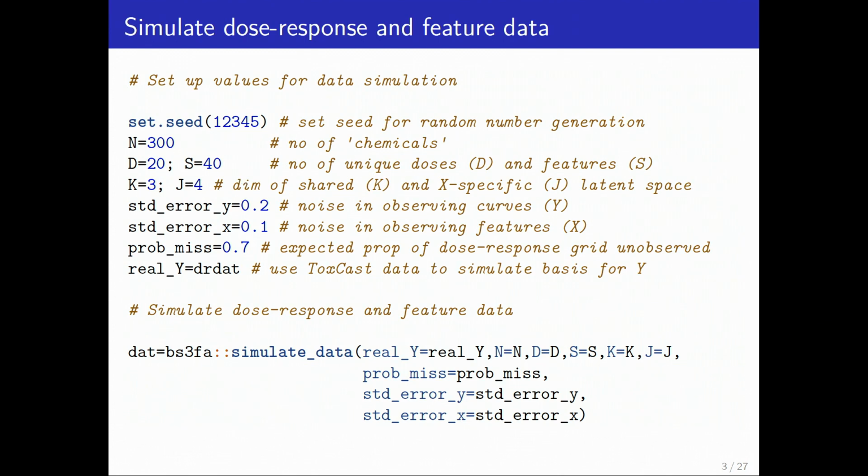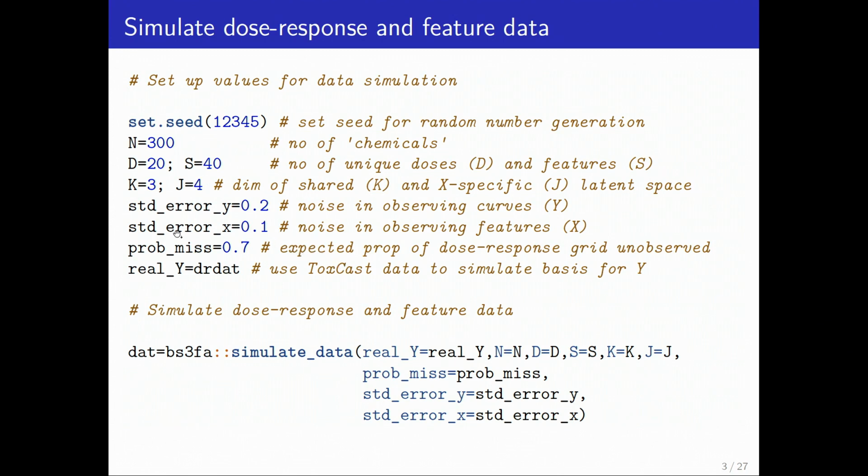The goal here is to come up with dose-response curves that look somewhat like actual dose-response curves, but we're going to use a reduced number of fake chemicals. So I'm setting the number of chemicals to be 13. I'm pretending that there are 20 unique doses that we observe response values at, and I'm pretending that there are 40 features in our feature vector. And then I'm also setting the dimensions of my shared latent space. So that would be the true number of columns in lambda and theta. And then I'm setting the dimension of the shared x specific space. So that's the additional variation in x that isn't shared with y. I'm also pretending that we have some noise in observing curves and also features.